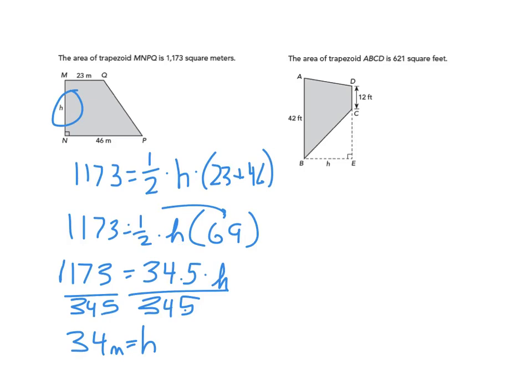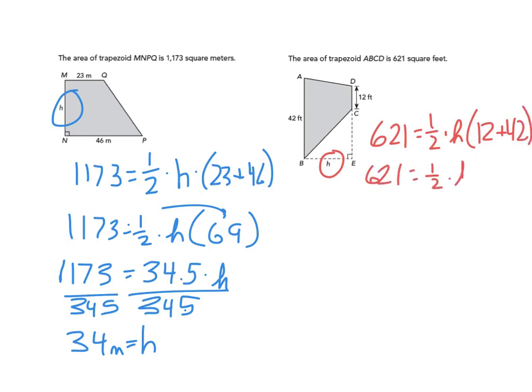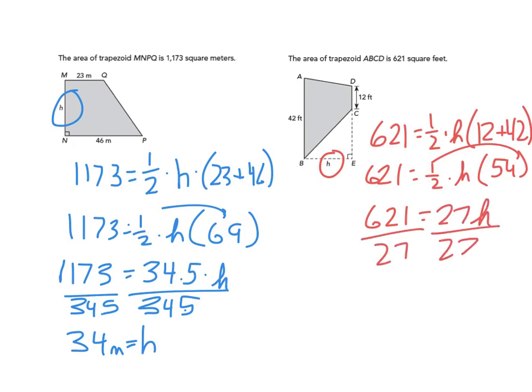For the other one, they give us that the area is 621, and that's equal to 1/2 times the height, which we don't know, times the sum of the bases, which is 12 plus 42. So 621 is equal to 1/2 times the height, and when I put those together, I get 54. Well, I know that half of 54 is 27 times the height, and then I just need to divide both sides by 27, which, when I use the calculator, gives me 23, and it ends up being 23 feet.